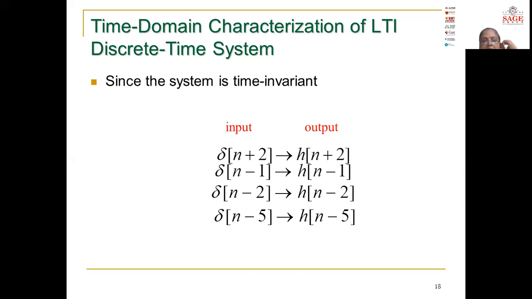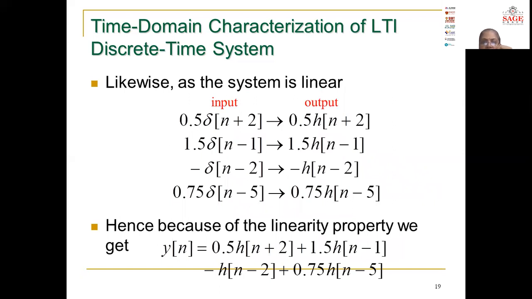The system is time invariant. So what we have shown is that the impulse is shifted to 2, so the output response will also be shifted to 2. This is the impulse which is shifted to n equals 1, and the response is also shifted to n equals 1. So the shifted impulse input corresponds to the shifted output response. Likewise, we have applied an input which is multiplied by 0.5. We have scaled the impulse, so the output response is also scaled with the shifting operation.